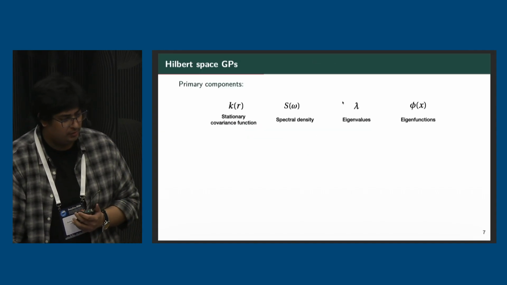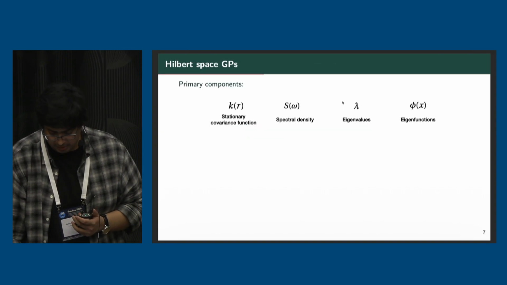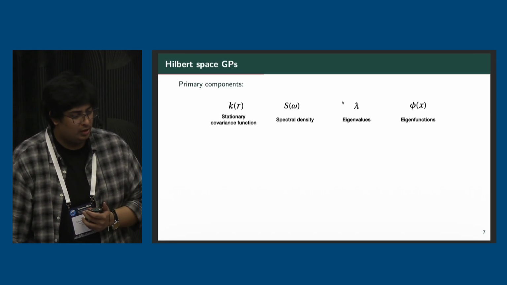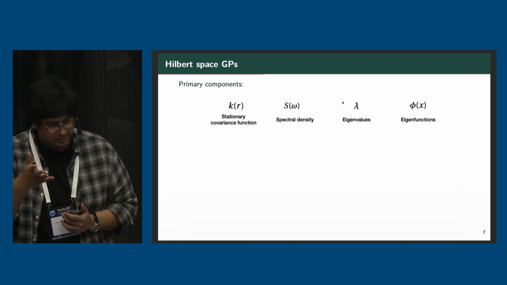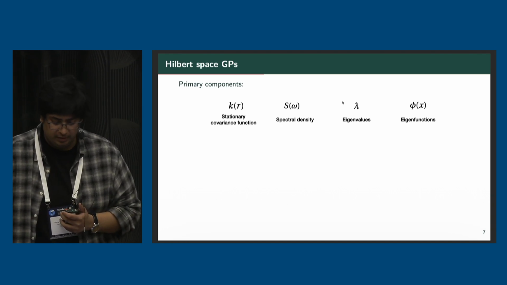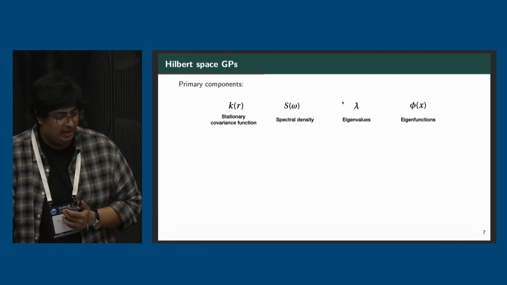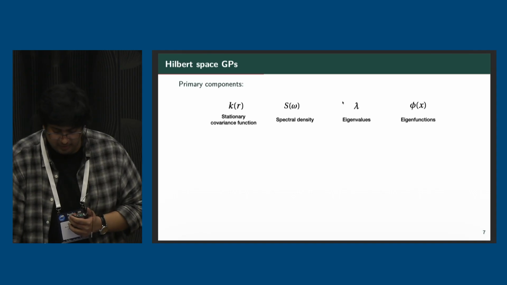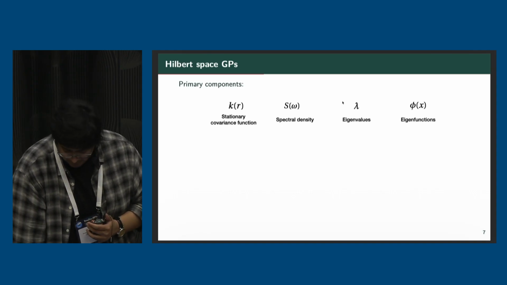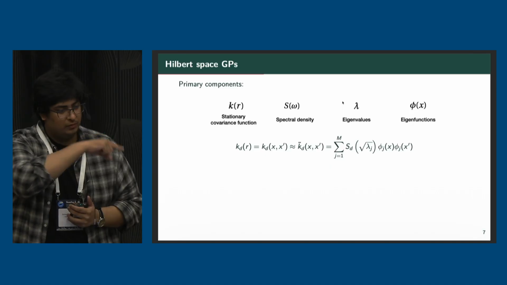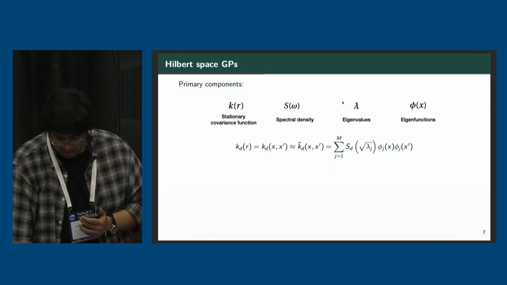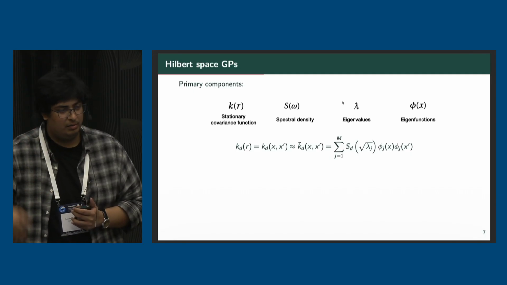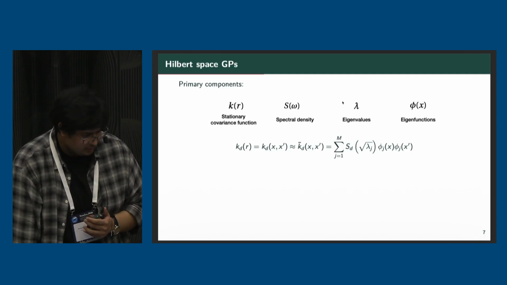For those who are not aware, I will do a very quick overview of what HSGPs are. We simply work with these four elements. We start with a stationary covariance function. We obtain its spectral density. And based on a Dirichlet boundary condition on the input space, we can get closed form eigenvalues and eigenfunctions. Using these four elements, we can express the covariance function as an infinite sum, and then we can approximate that using a finite number of basis functions m.